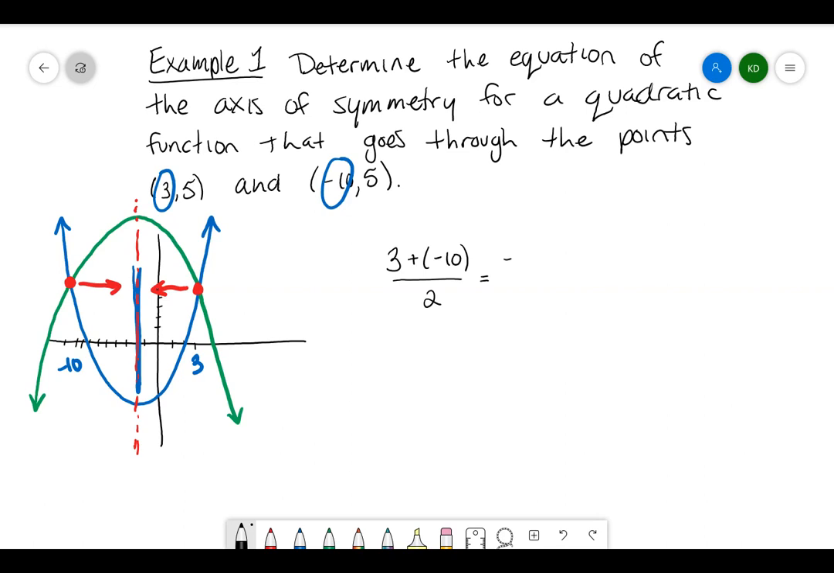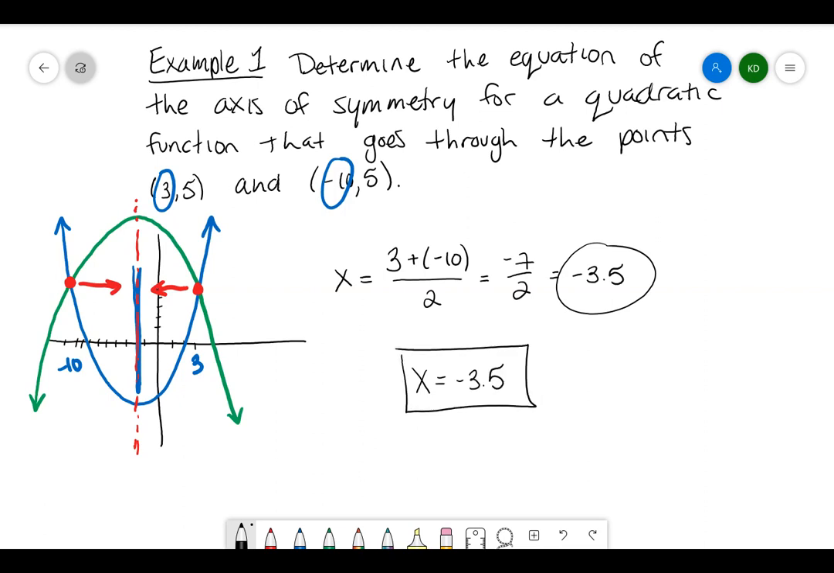So what we'll get here is -7 divided by 2, and we get -3.5. So I'm going to put x is equal to, this is going to be the x value of the equation. Any vertical line can just be stated as an equation as x equals -3.5. So my axis of symmetry is this line. Let's try a few more examples.